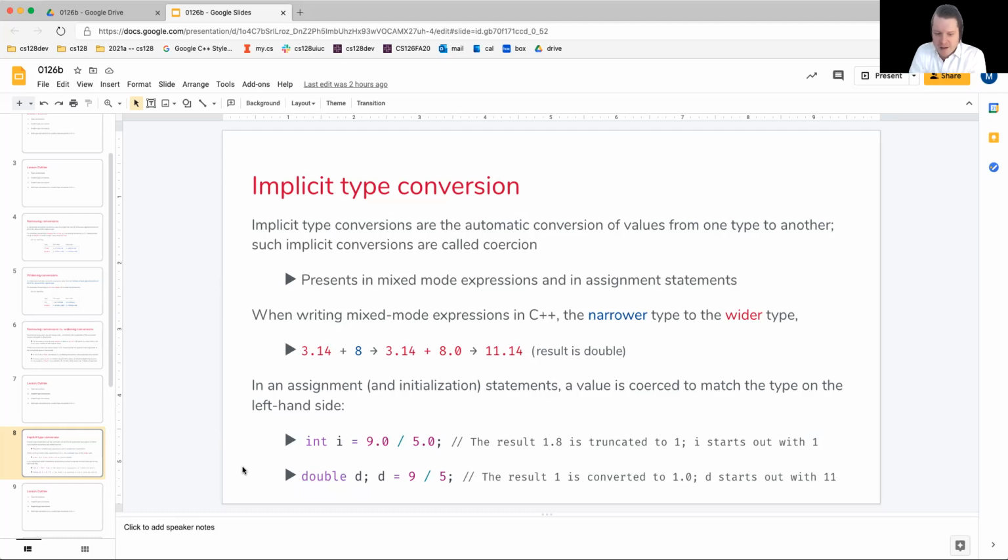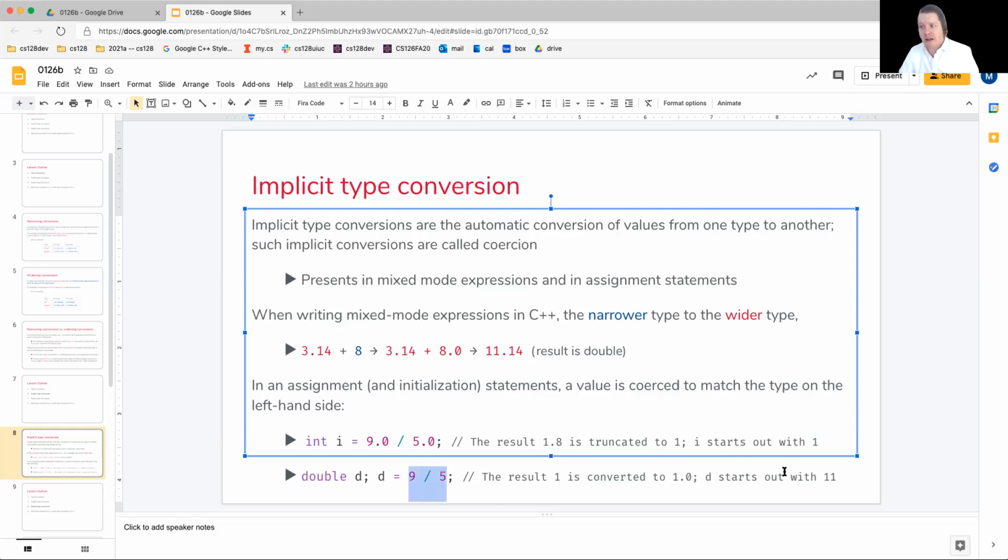So anyways, we have d, and we're going to assign to d 9 divided by 5. Notice at this point, we have two integer values, so integer division is going to occur. The result of 1 is essentially what this expression is evaluated to. Now we have 1, and we'd like to use 1 to provide a new value to d. Since d is a double, that 1 will be coerced by the compiler to 1.0, and then that 1.0 will be assigned to d. So at this point, d will start out with 1.0.